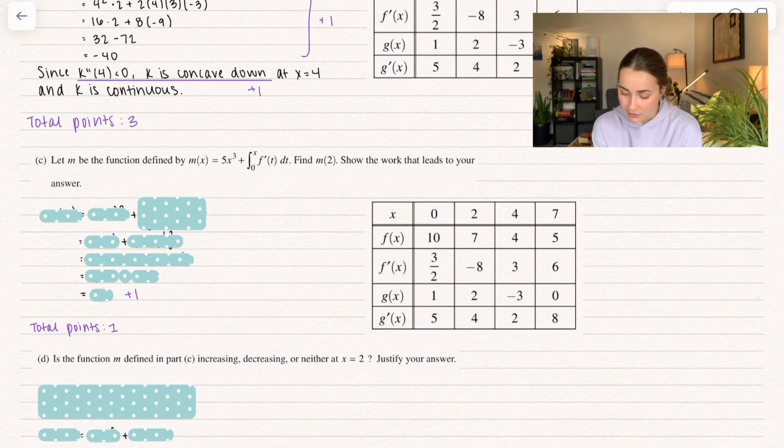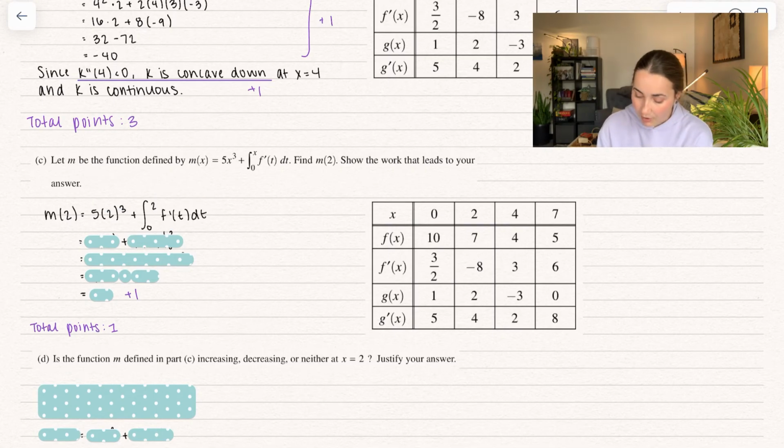We're going to find m of 2, and we're going to show the work that leads to our answer. So what we want to do is plug in x is equal to 2. That's easy for the first part. You just plug in 2, you get 5 times 2 cubed. For the second part, we're changing the bound of our integral. So we go from 0 to 2 of f prime of t dt.